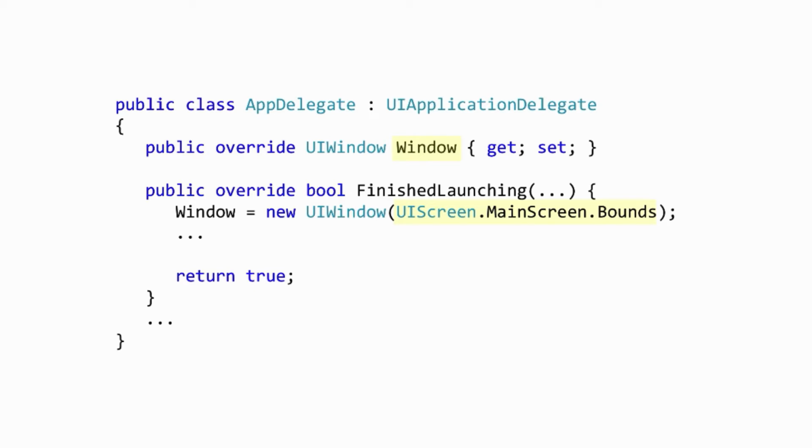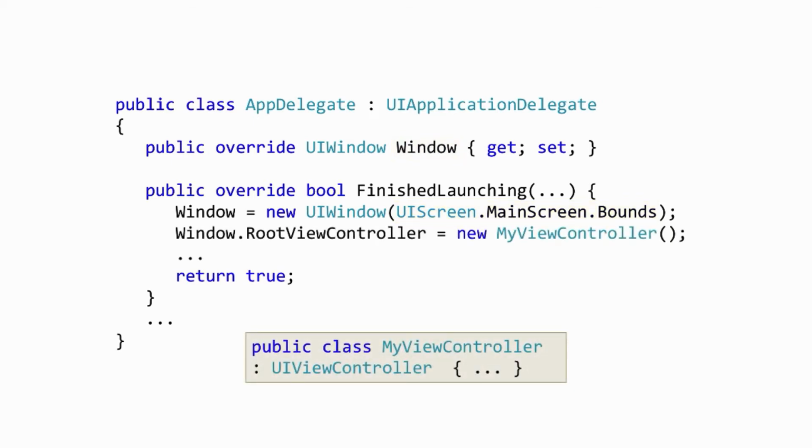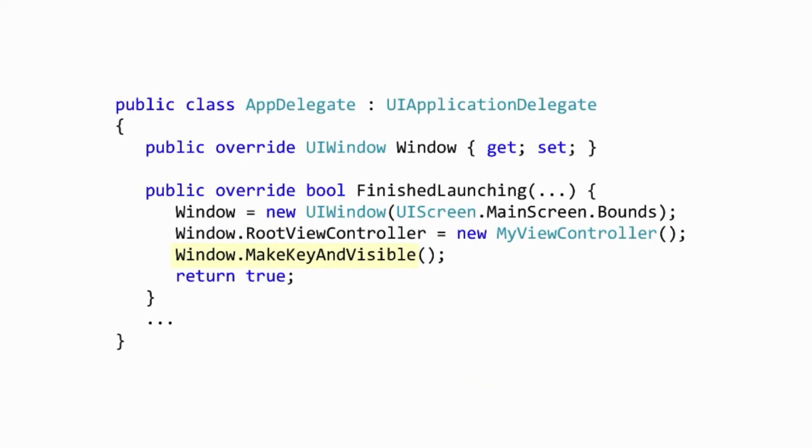mainScreen.bounds. Remember that controllers are represented by the built-in UIViewController class, and your app will always have at least one custom view controller, and will often have one for each main view or screen that you display. Here we've named one MyViewController. We need to create an instance of this class in our FinishedLaunching override and assign it to the window's RootViewController property. This is what identifies this as the starting screen for the app. The final step is to make our window the key window and return true from the method. This specifies the window to receive touch events and is done by calling the MakeKeyAndVisible method.